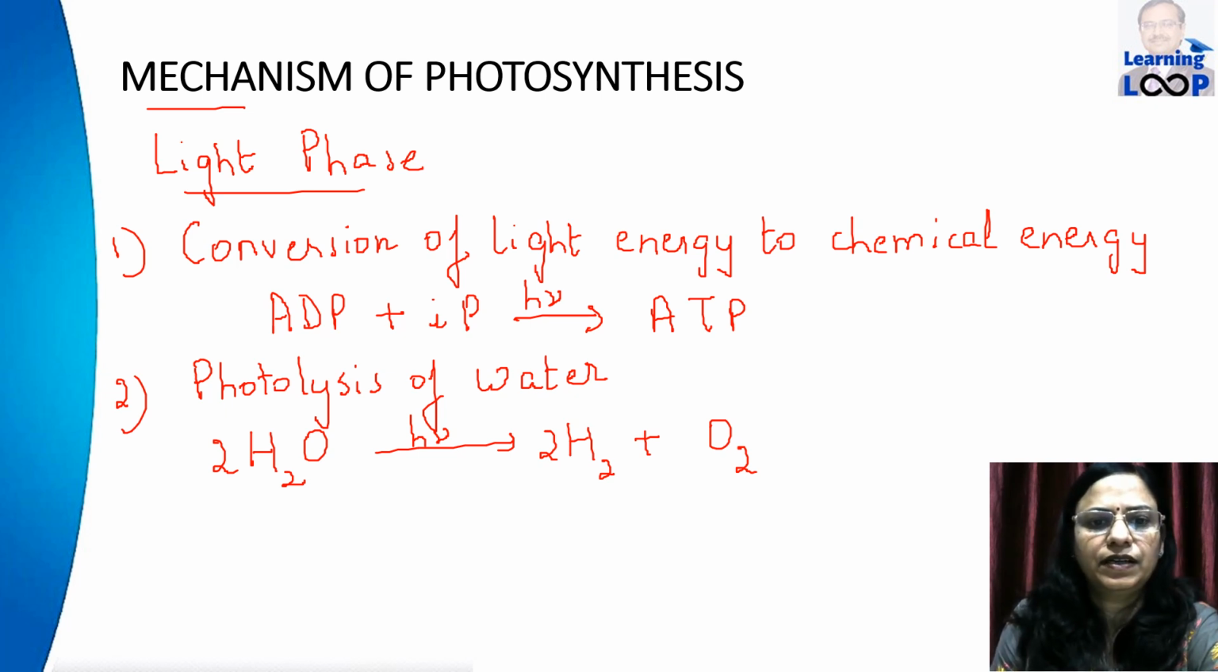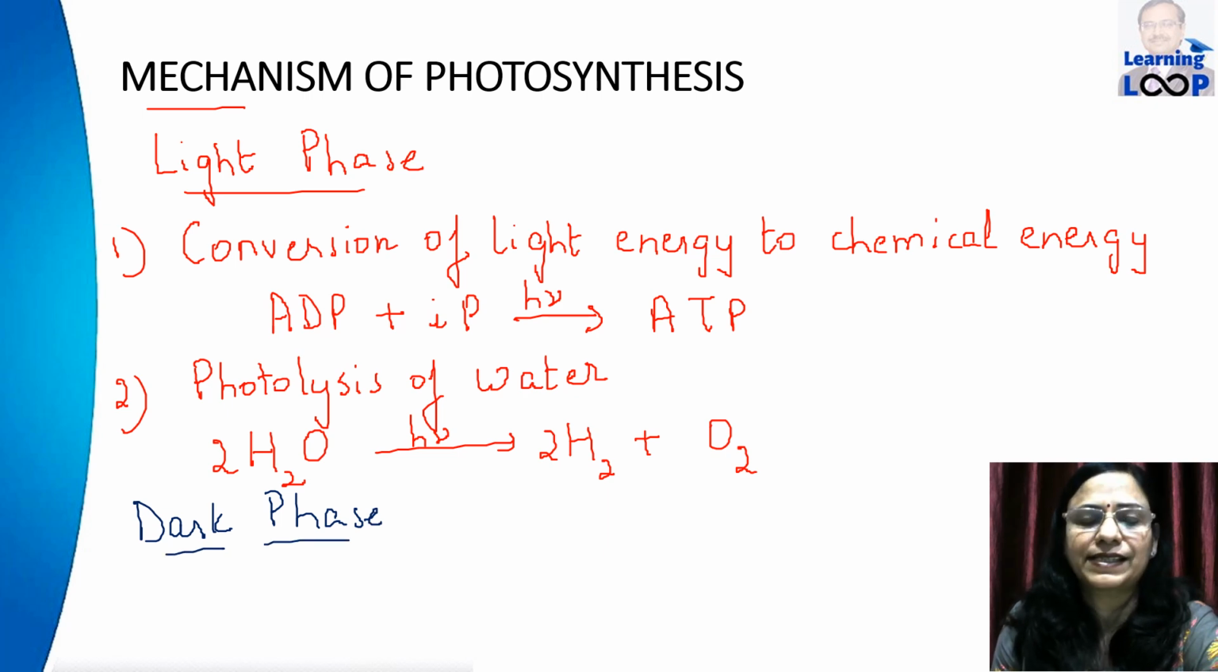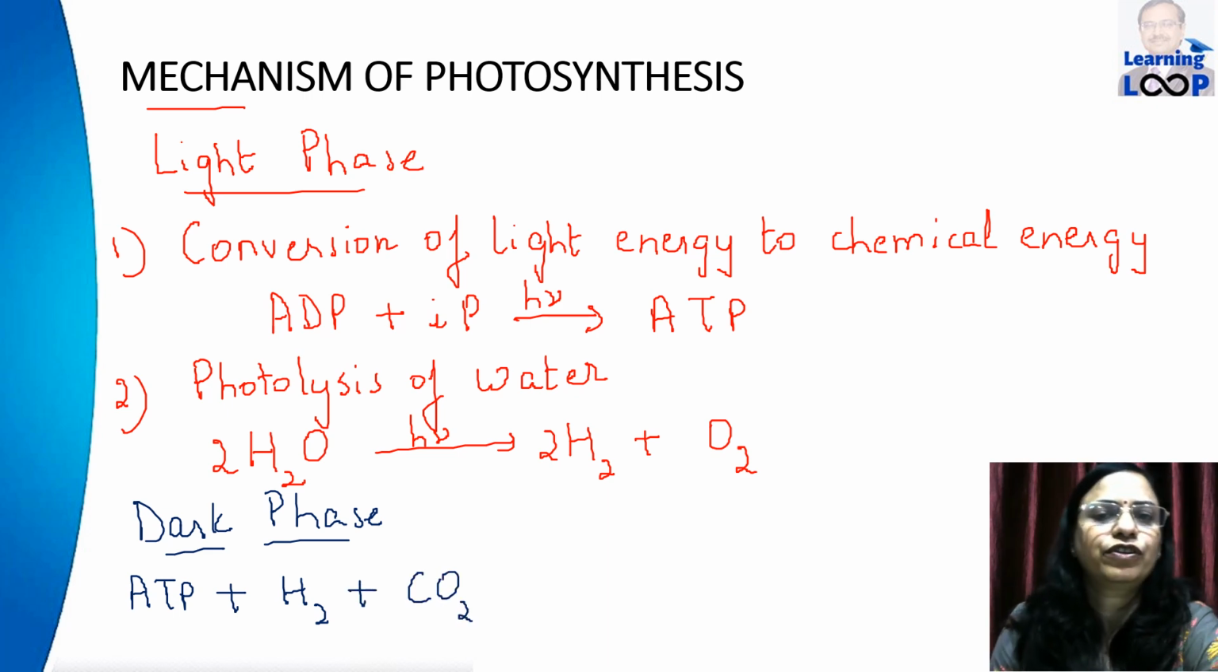Next comes the dark phase. Dark phase is not actually something that happens in the dark. When we say dark phase, it means the phase that does not need the presence of light. Light is not required for this phase to take place. So what happens here is the ATP that is generated in the light phase, along with hydrogen that was also produced during the light phase, combines with carbon dioxide which enters the leaf through the stomata.